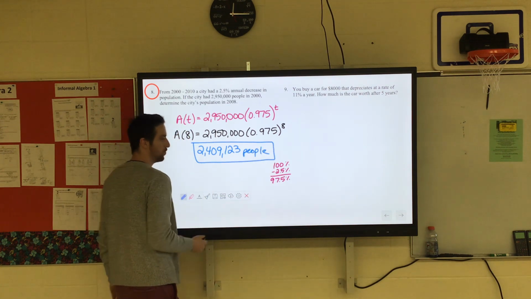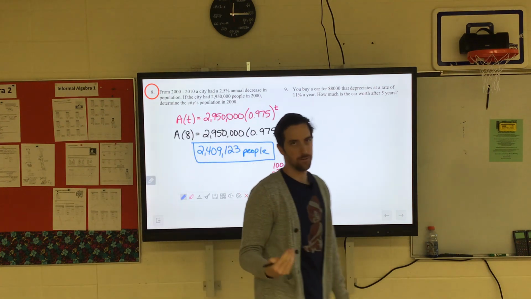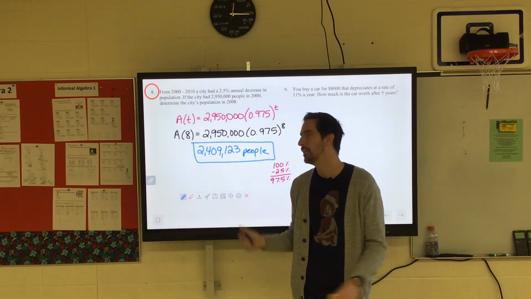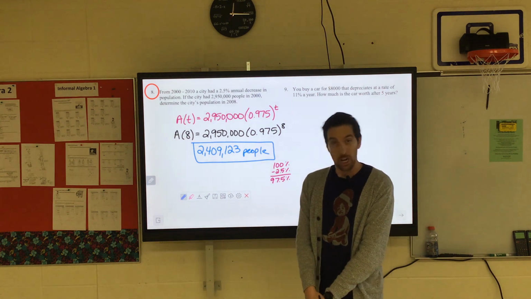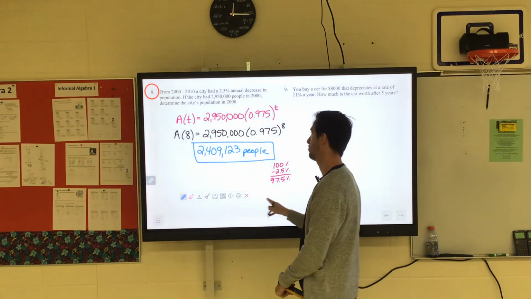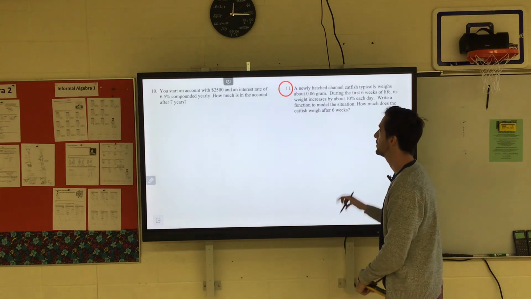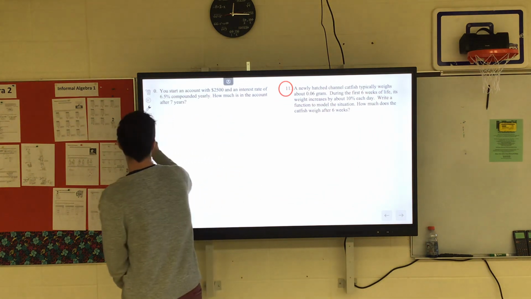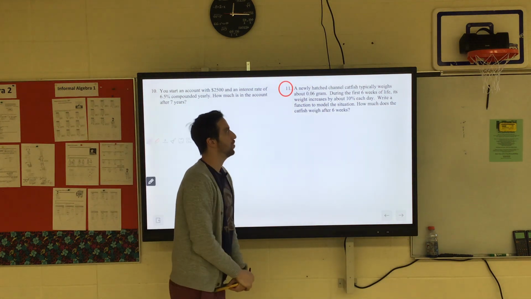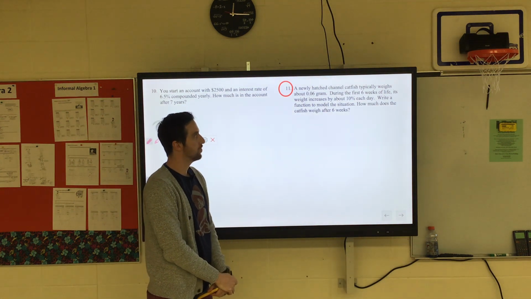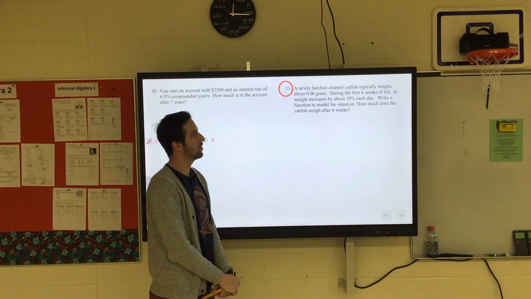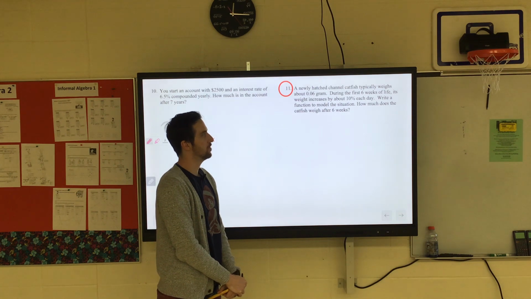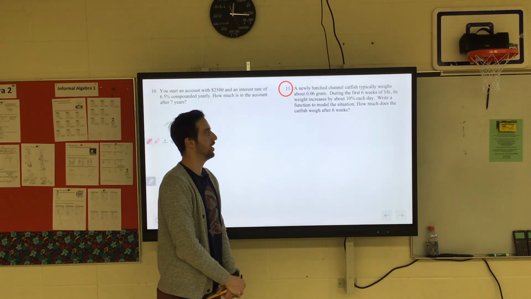Nice thing about these word problems is if you set them up properly, the calculator does all the work for you. It's pretty fun. All right, next we're going to number 11. There it is. A newly hatched channel catfish typically weighs about 0.06 gram. During the first 6 weeks of life, its weight increases by about 10% each day. Write a function to model this situation. How much does the catfish weigh after 6 weeks?